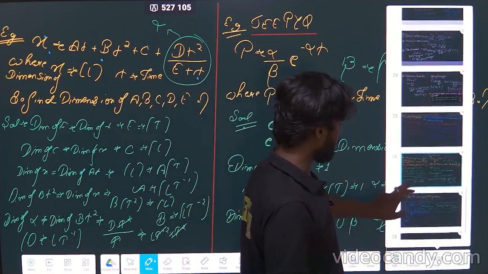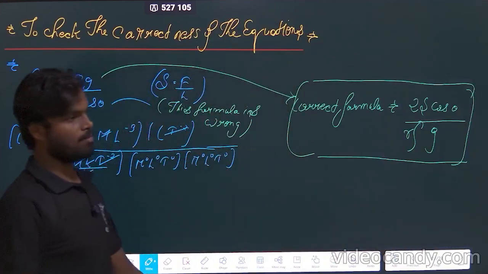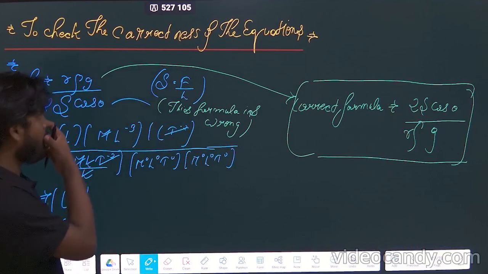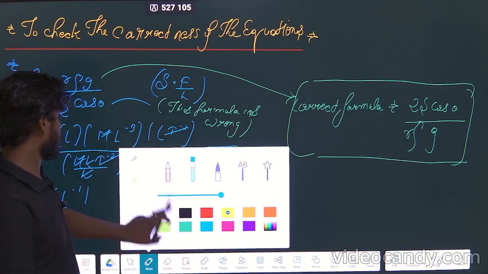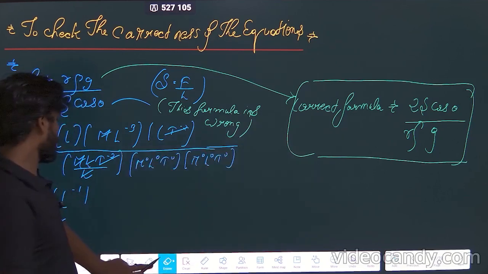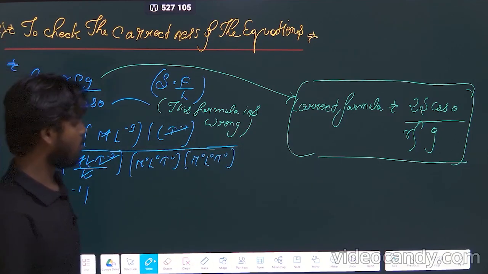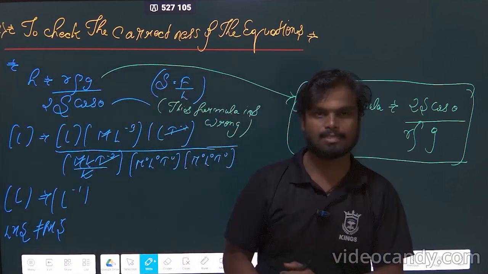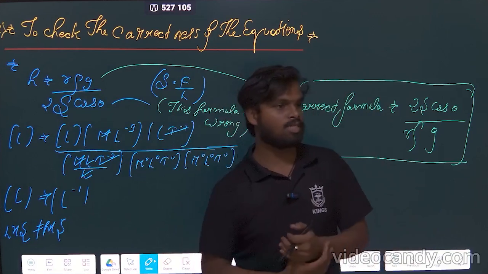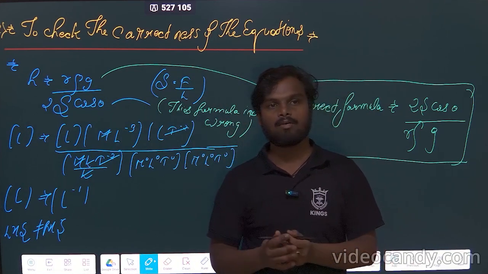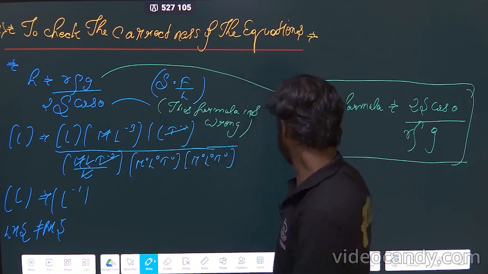And then we saw one property, how we can check the correctness of a formula by using dimension analysis. That is another application of dimension analysis. Now in today's class we are going to discuss how we can do unit conversion by using dimension analysis, and how we can find formulas by using dimension analysis. Clear? So let us start.